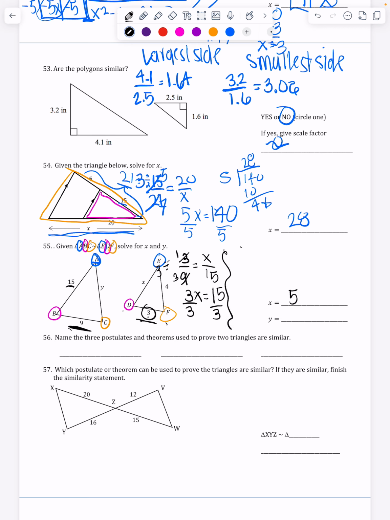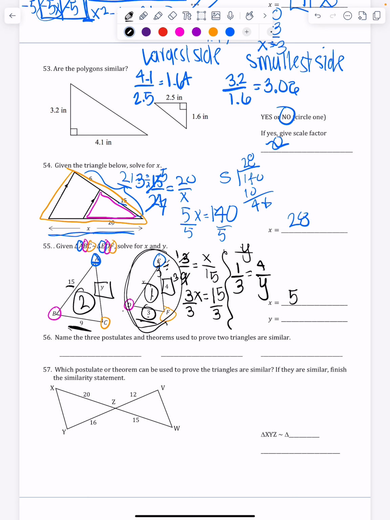Now when I go ahead and solve for y, I'm going to use that same scale factor, 1/3, but I need to look for what corresponds with y. And since I started with this smaller triangle on top originally, I'm going to start with 4 on top this time and my y on the bottom. So I'm moving constantly from this triangle that I labeled 1 to this triangle 2. All right, so I'm going to cross multiply. I'm going to get 1y equals 12, and, well, y equals 12.